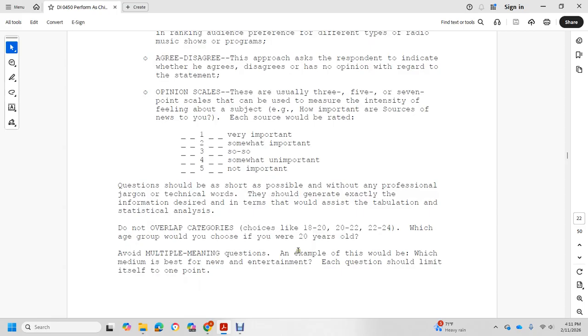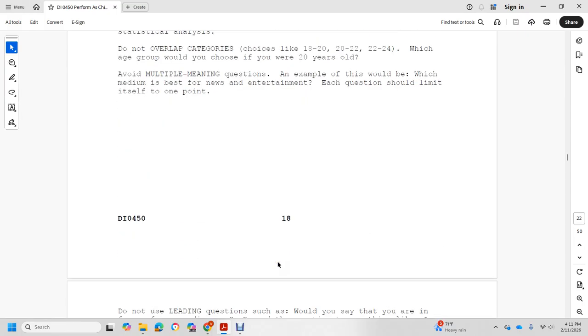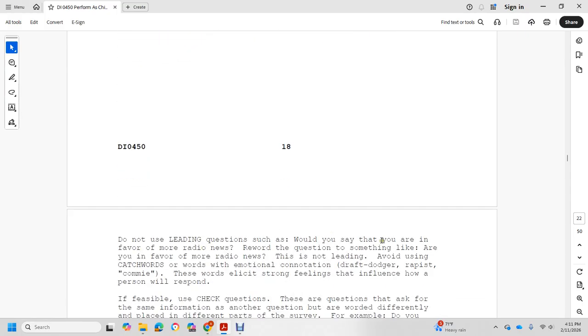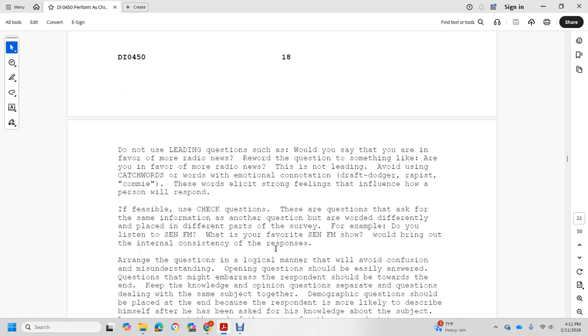Avoid multiple-meaning questions, an example of which would be "Which medium is best for news or entertainment?" Each question should limit itself to one point. Do not use leading questions such as, "Would you say that you are in favor of more radio news?" Reword the question to something like, "Are you in favor of more radio news?" Also avoid catchwords with emotional connotations, such as draft dodgers, rapist, commie. These words elicit stronger feelings and influence how the person will respond.